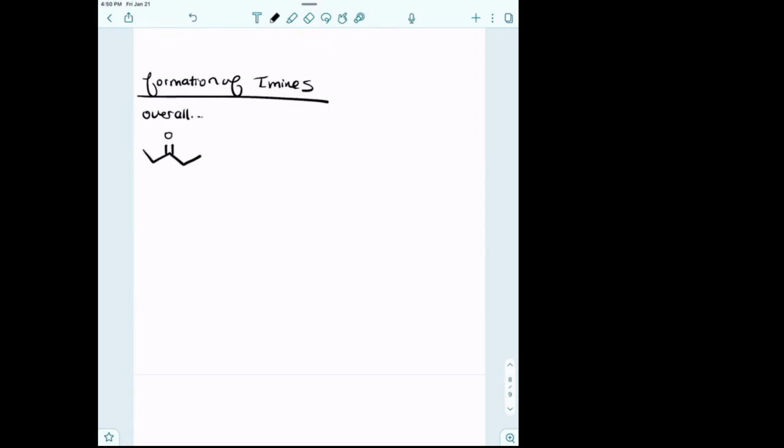Ketone or an aldehyde, it's going to react with a primary amine. So this is your carbonyl. It's going to react with a primary amine, and the primary amine looks like this. It's an R group attached to NH2 with trace acid, and what you end up forming is an imine, and the imine looks like this. It's a double bond N, and attached to that N is the R group that was in the amine.